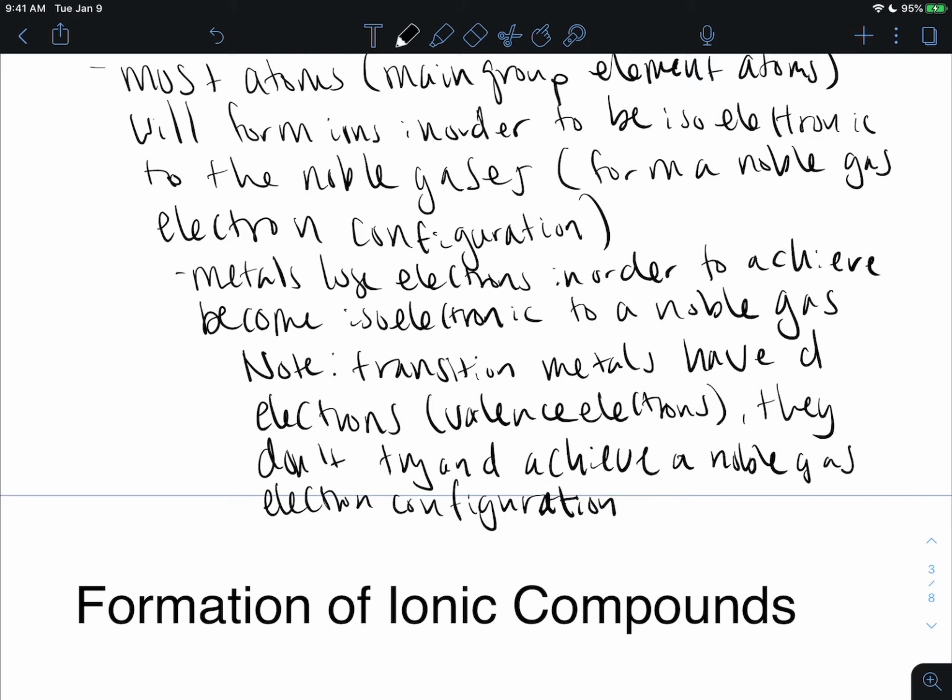Okay, but our nonmetals, since they're more to the right of our periodic table, they're just a few electrons away from the noble gas to the right of them, so they're going to gain electrons.